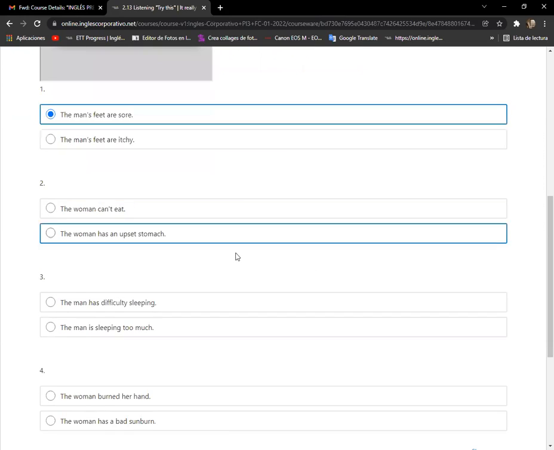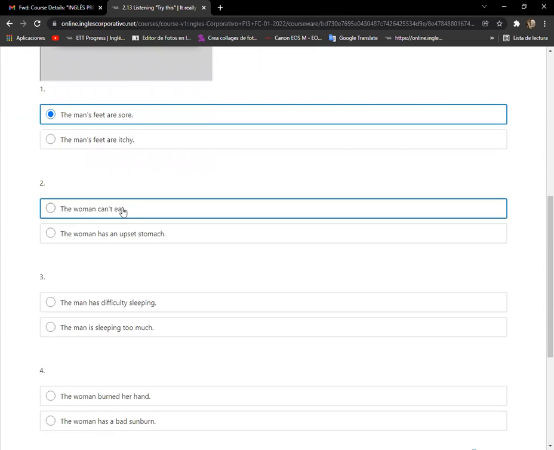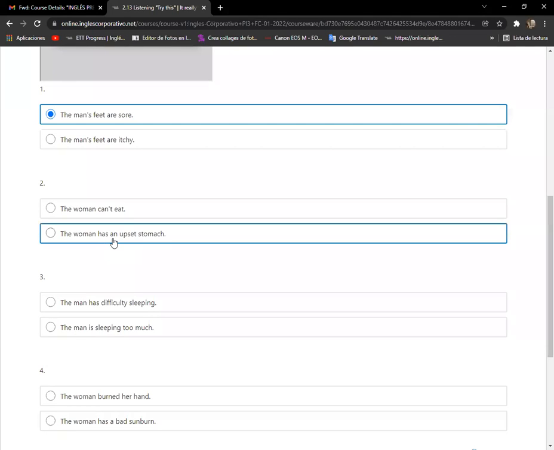Yes. Okay, number two, the woman can't eat, or the woman has an upset stomach? The woman has upset stomach. What is an upset stomach? It's like malestar. Yeah, o sea, no le duele, pero sí tienen malestar, right?